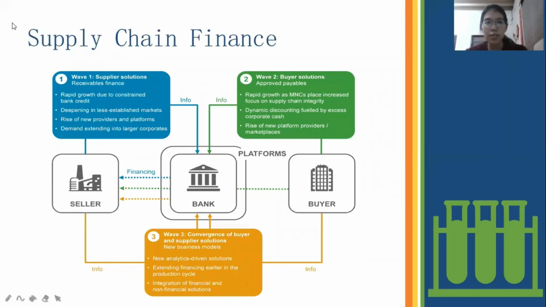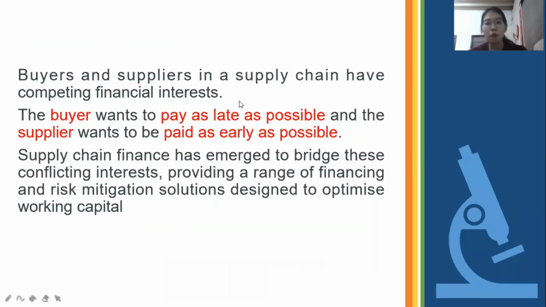Okay, now I will explain the next point, which is supply chain finance. In this mind map, we can see that wave 1 is supplier solutions, wave 2 is buyer solutions, and wave 3 is convergence of buyer and supplier solutions. And now I will explain the definitions for this supply chain.